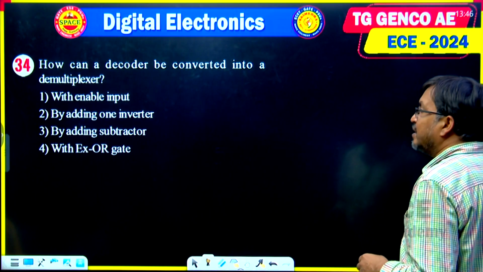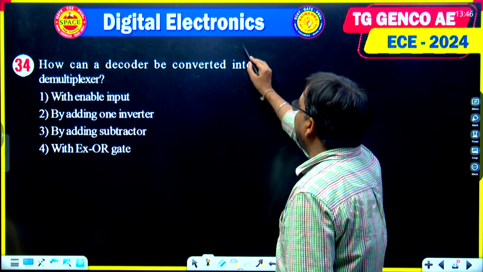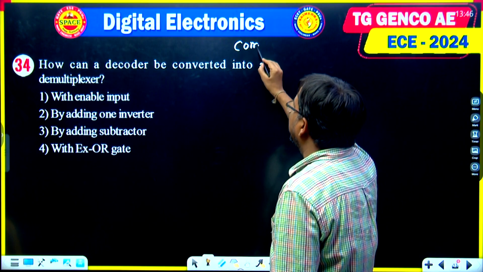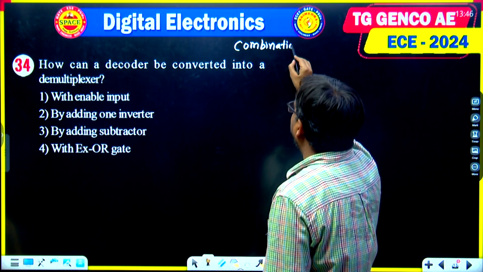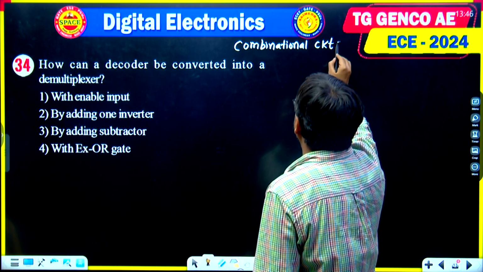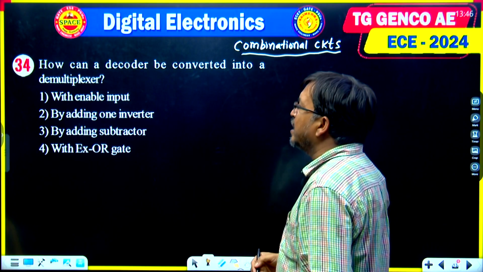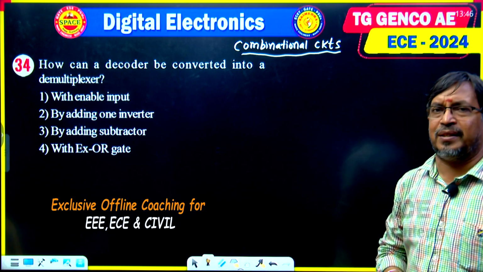Next question we are discussing, that is question number 34. This is also related to combinational circuits, like the previous question. The question is, how can a decoder be converted into a demultiplexer?